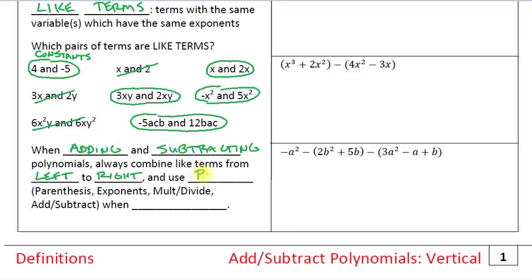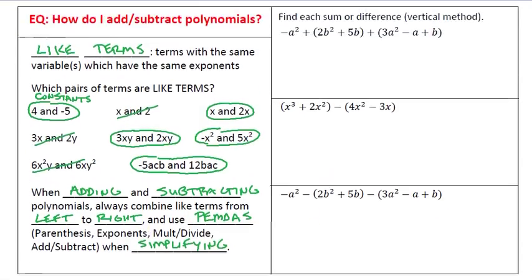And remember this rule of combining terms, PEMDAS. This is actually the rule of simplifying expressions. PEMDAS, remember what that stands for? Do the work in parentheses first if you can, then multiply out the exponents, then multiply and divide from left to right, and then add and subtract from left to right. We always use PEMDAS when simplifying. So there are some rules on adding and subtracting polynomials.